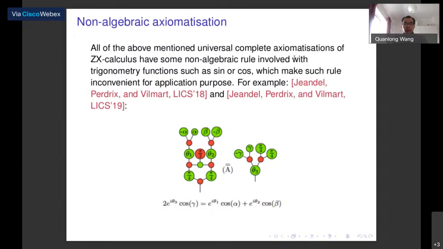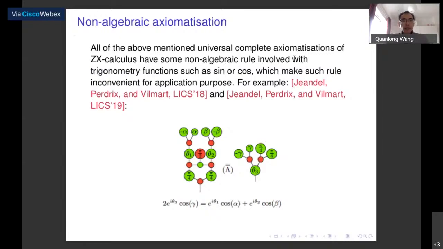So you can see that. I know that some people may be wondering, after the completeness result, is the theory of this calculus just dead? Is there nothing more interesting to do? I would say no.